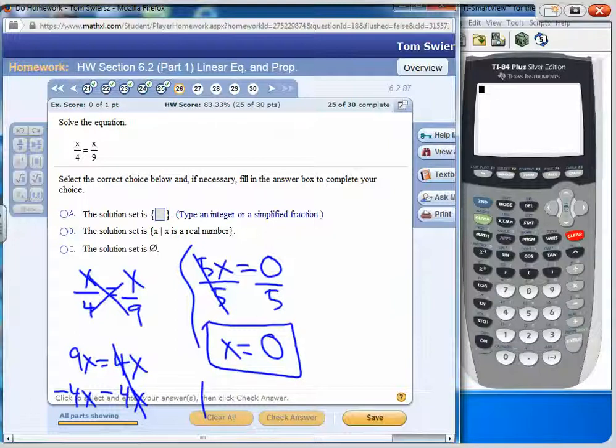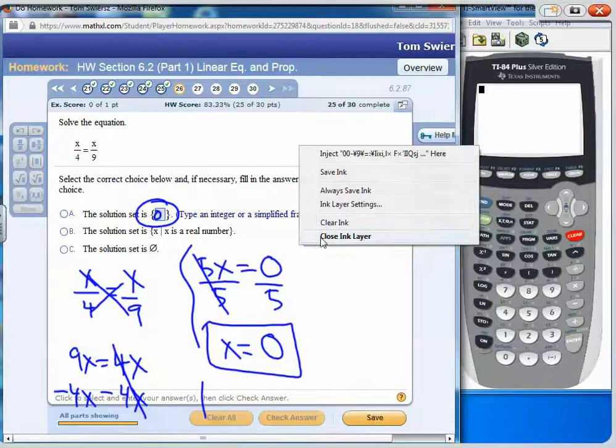It's no solutions when the variable cancels on both sides, but we didn't cancel it. So the one answer is x equals 0, so we'll put solution set and we'll put 0 right there. Okay? So the answer is x equals 0. That's our one answer.